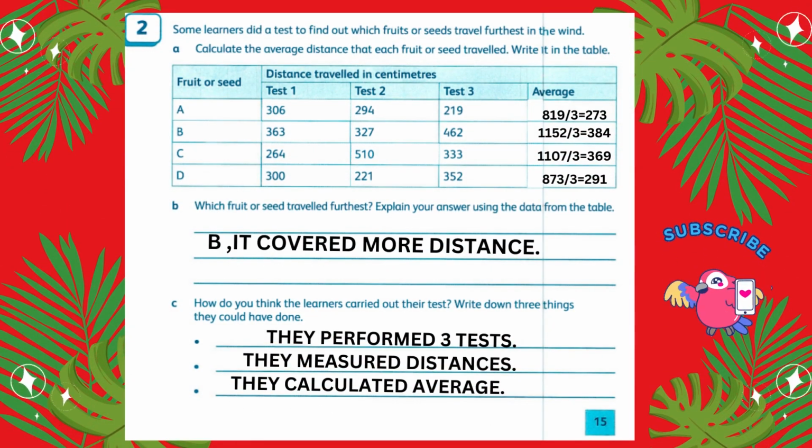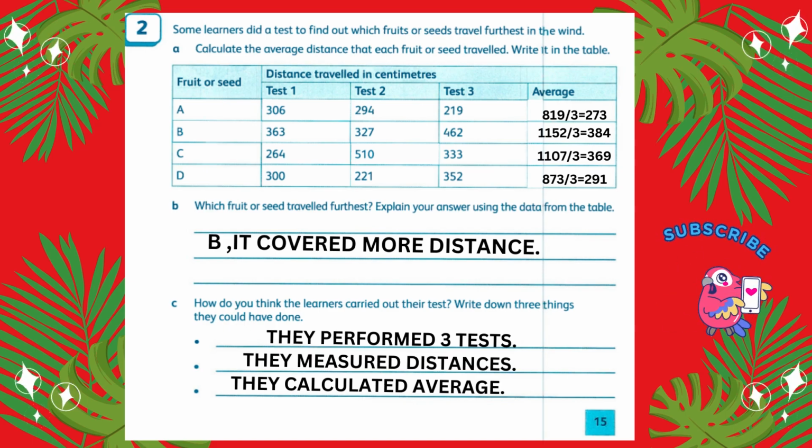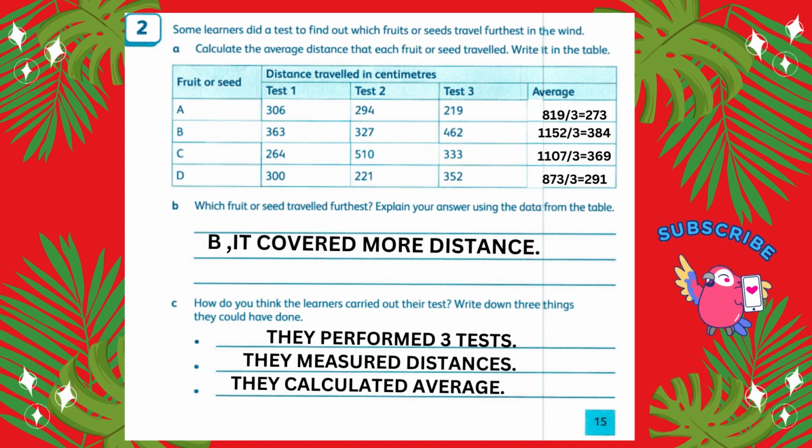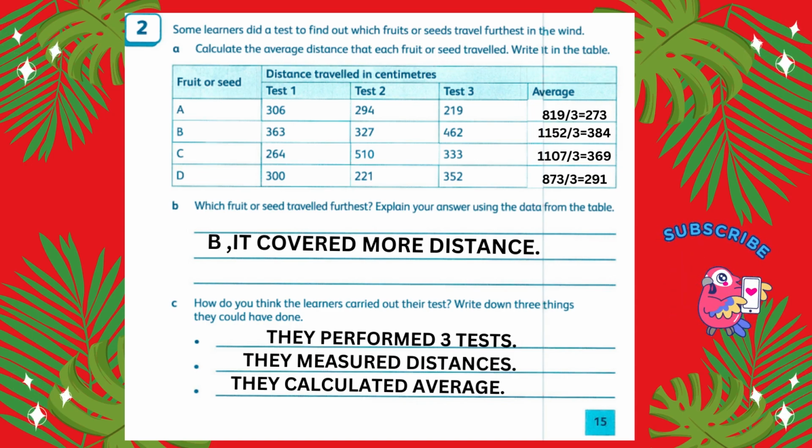Some learners did a test to find out which fruits or seeds travel furthest in the wind. A. Calculate the average distance that each fruit or seed traveled. Write in the table. So, fruit or seed A, test 1: 306, test 2: 294, test 3: 319. Fruit A covered distances in 3 tests. So you have to take the average of this.